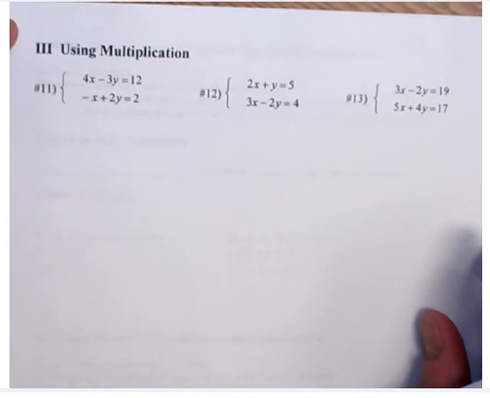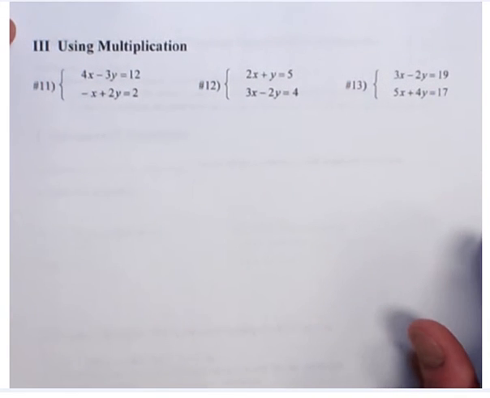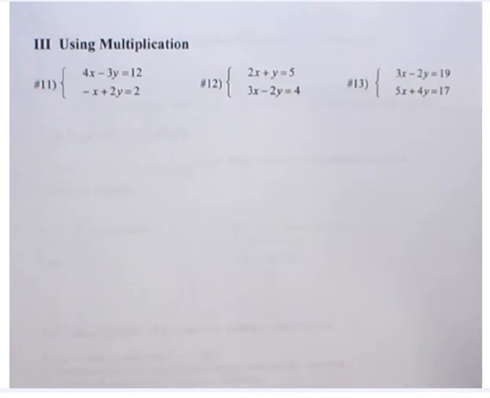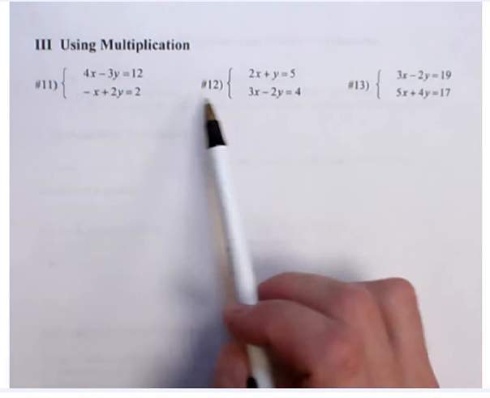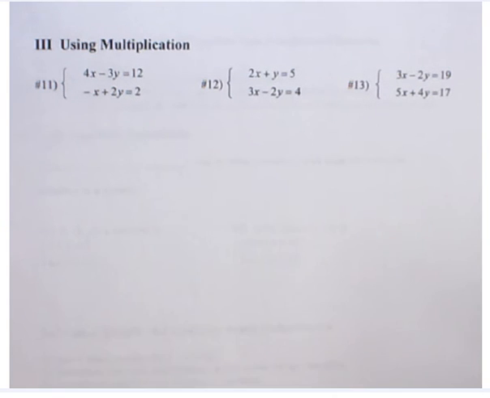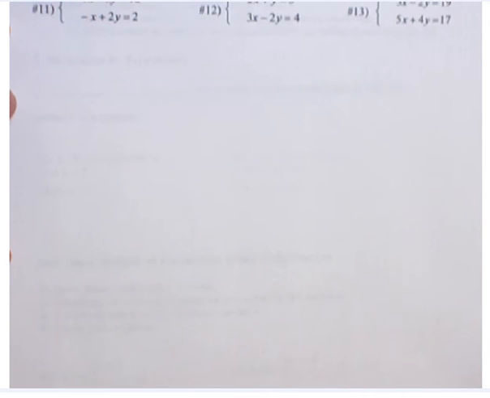We're going to continue with the method called elimination, but we're going to have to use multiplication to do this. All right, so you've got three examples here, 11, 12, 13. At the bottom of this paper, you have a lot of space. Let's summarize what we did yesterday, or one thing that we talked about.